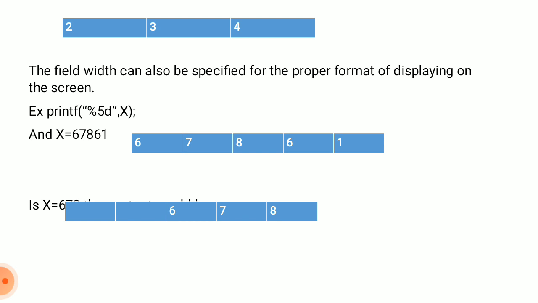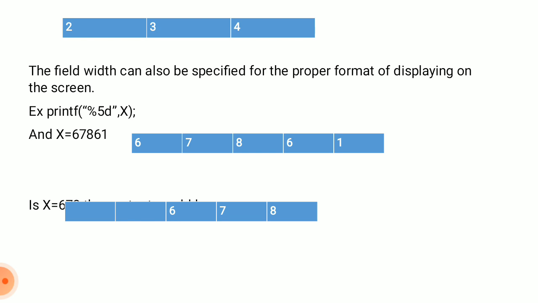The field width can also be specified for the proper format of displaying on the screen. For example, printf %5d and the variable is x. Here 5 is the field width, a fixed field width of 5, for the variable which you are printing. So in x, what value are you printing? 67861. And the field width is 5, so all 5 digits will fit, and it will print 67861.